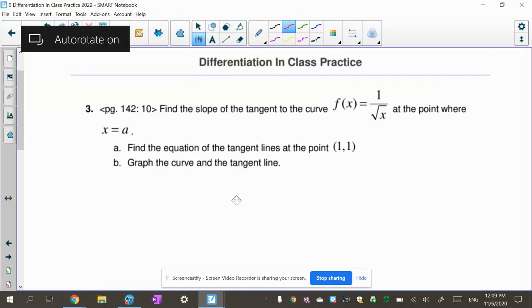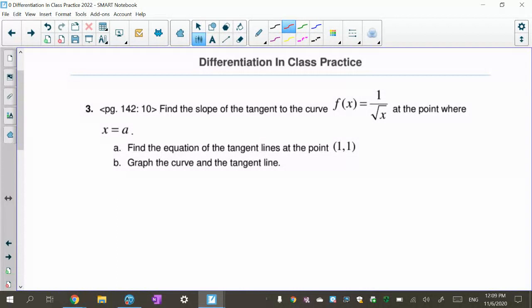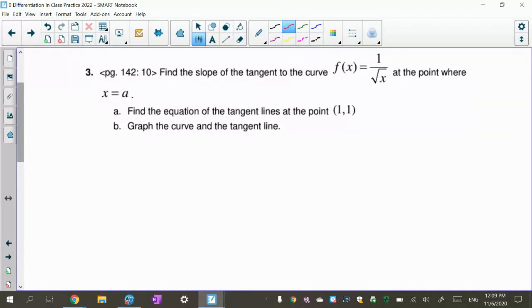Okay, here's the second video that we did for in-class practice for differentiation. So again, this is still on page 142. And again, I want to remind you that you can graph this and find the answer right off the bat, and I'll show you that at the end. So I just wanted to remind you that you could do that. I showed you this on the last video.